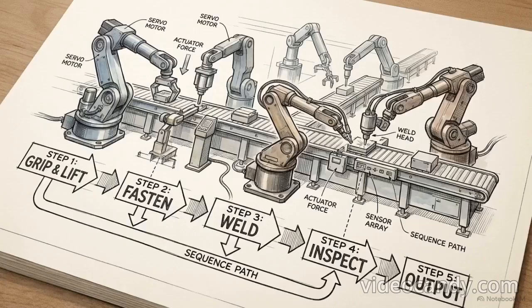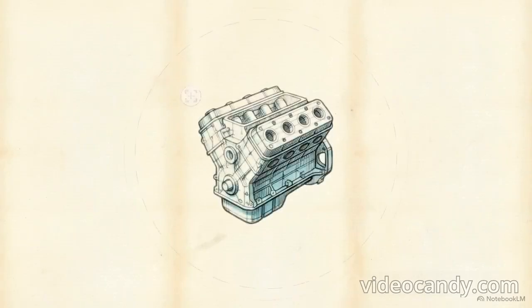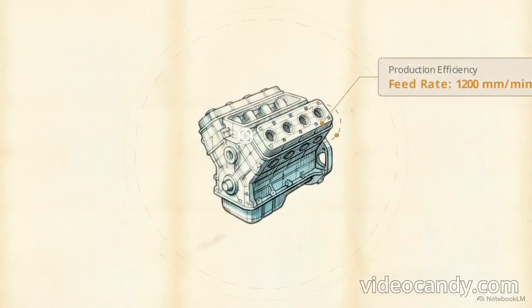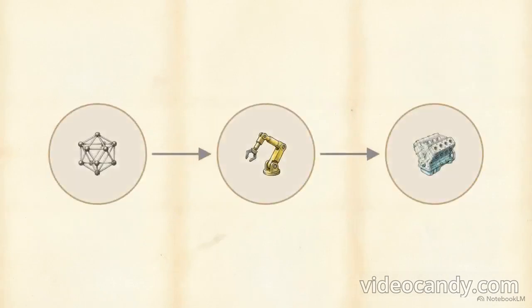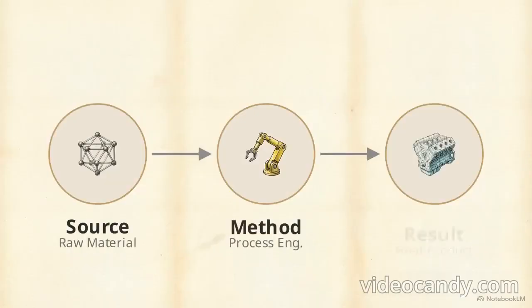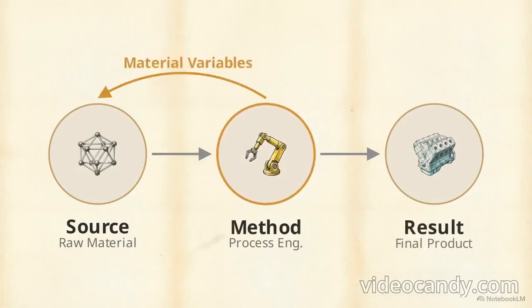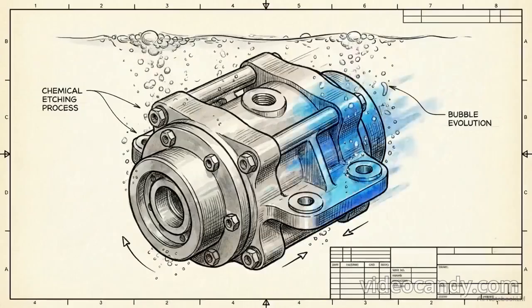To manage these sequences, we use process engineering. This field solves developmental problems by identifying the specific parameters that increase production efficiency and maintain dimensional accuracy. Every operation follows this transformation pipeline, beginning with a raw material node, passing through process engineering, and resulting in a final product. The central step is never arbitrary. Our engineering methods are a direct consequence of the raw material's starting variables.